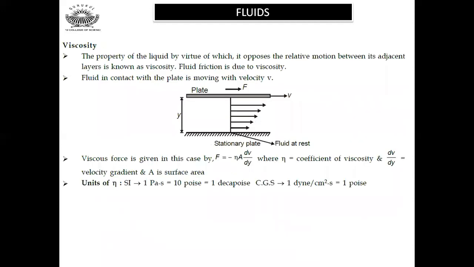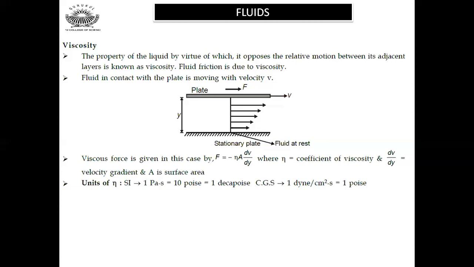Now coming to the concept of viscosity. The property of a liquid by virtue of which it opposes the relative motion between its adjacent layers is known as viscosity. So fluid friction is due to viscosity, and the fluid in contact with the plate is moving with velocity v, whereas at the free end it will be moving with the highest velocity. So the viscous force is given in this case by F equals minus eta A dV by dy, where eta is the coefficient of viscosity, dV by dy is the velocity gradient, and A is the surface area.